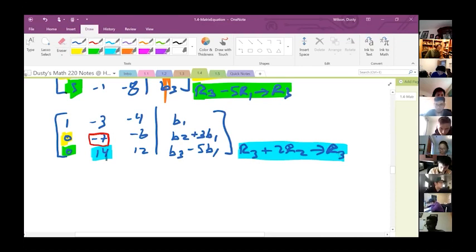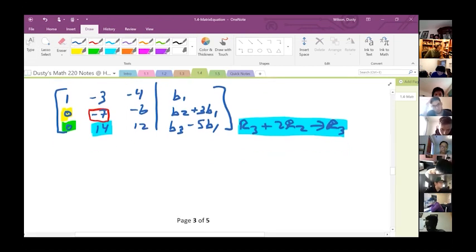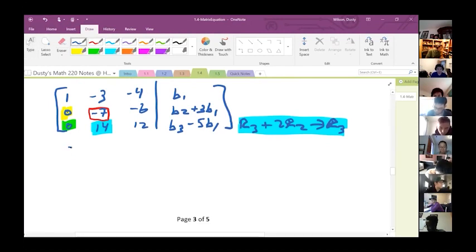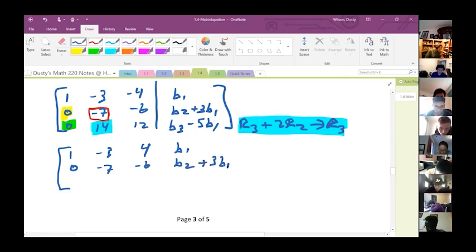And so again, that's 14 plus 2 times -7. That's why we're able to do this. So good news, things work out nicely. So then we're going to get 0, -7, -6, b2 plus 3b1, and then 0, 0, 0, b3 plus 2b2 plus b1.